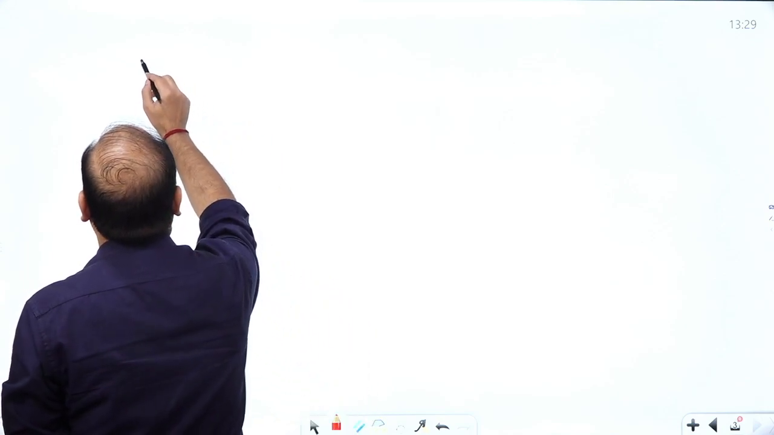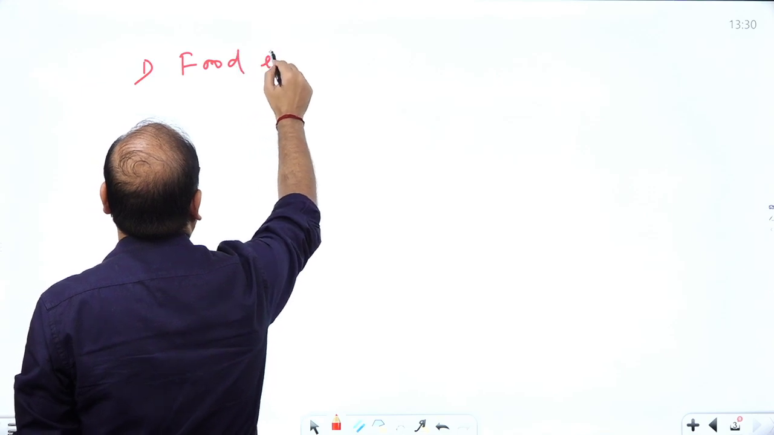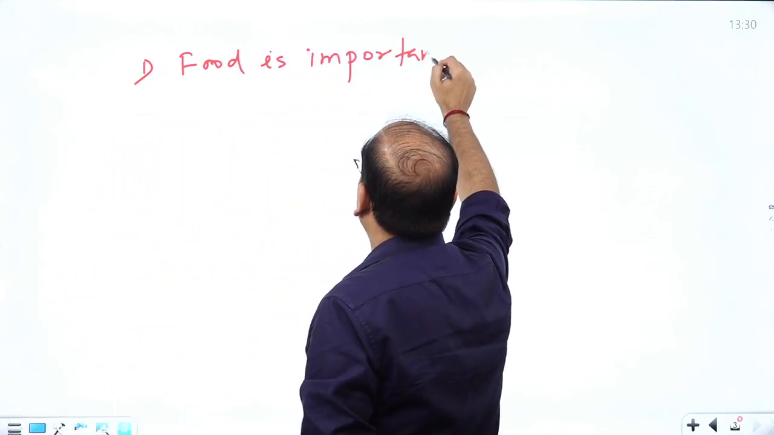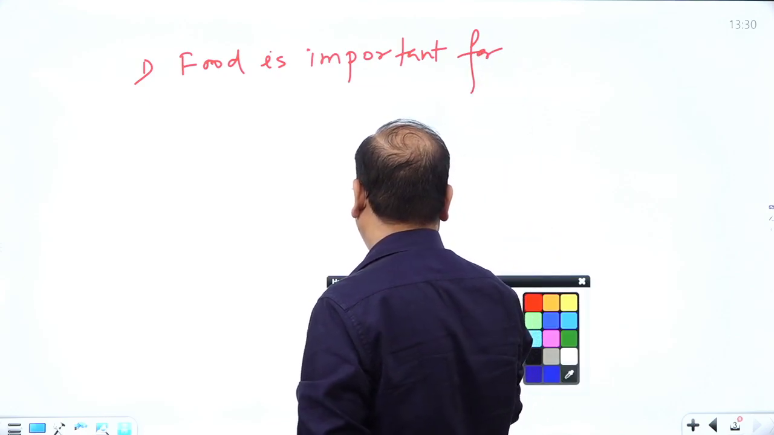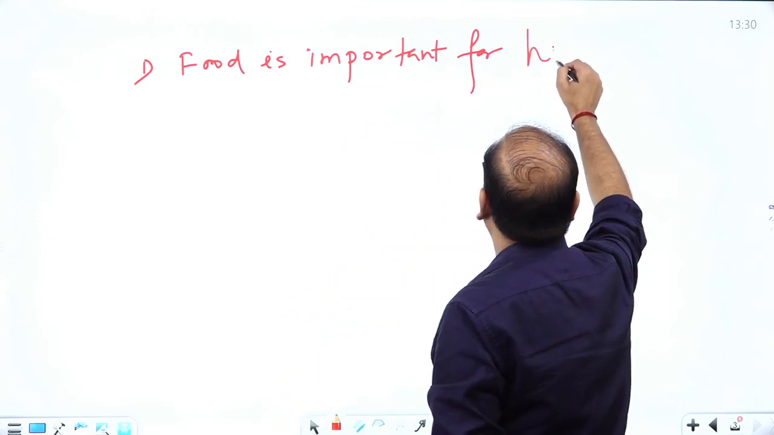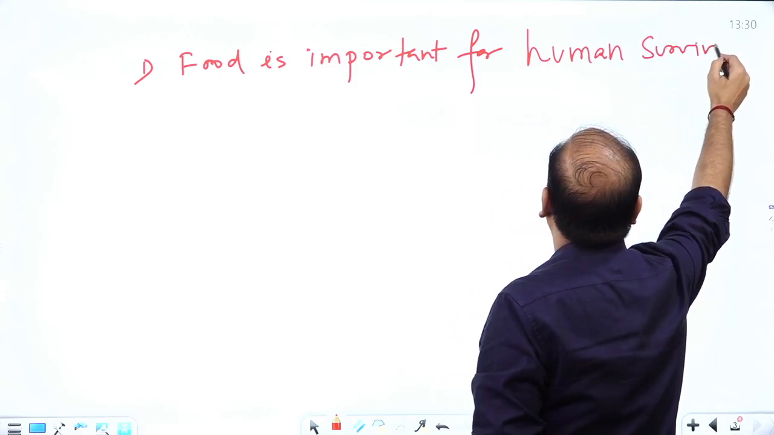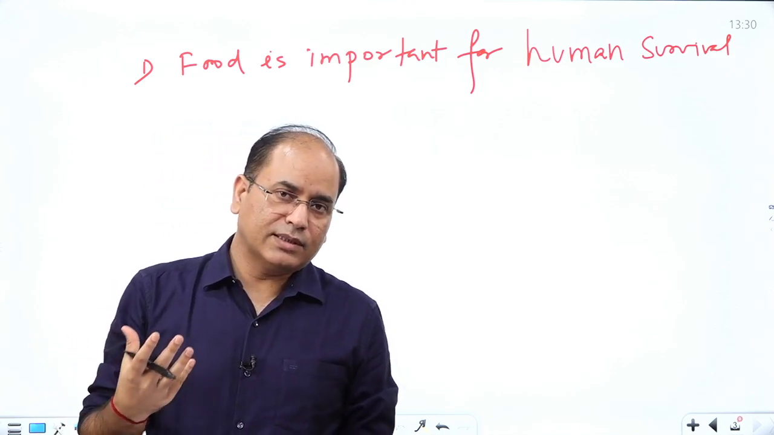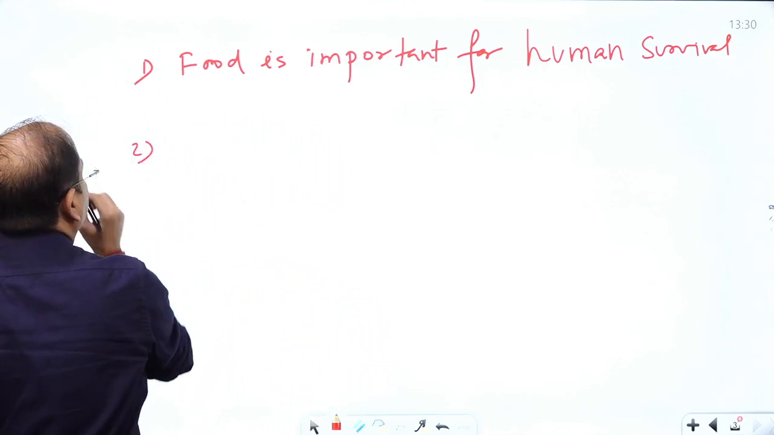So Robert Malthus considered that food is important for human survival. Food is necessary for human survival. So he is talking about the food resource.